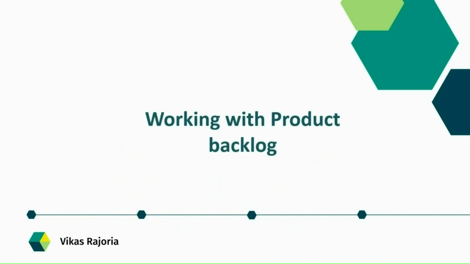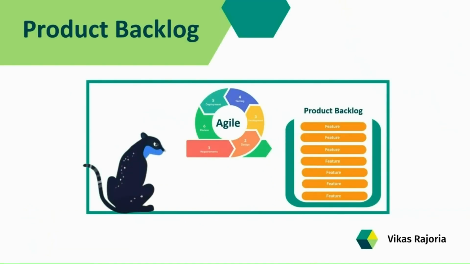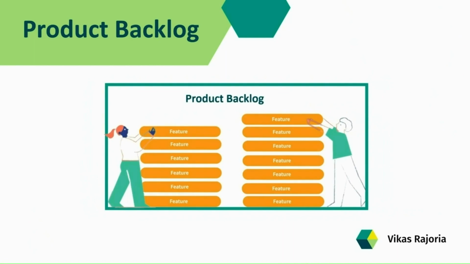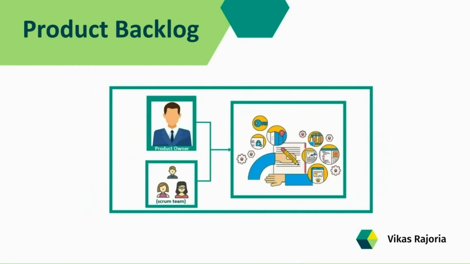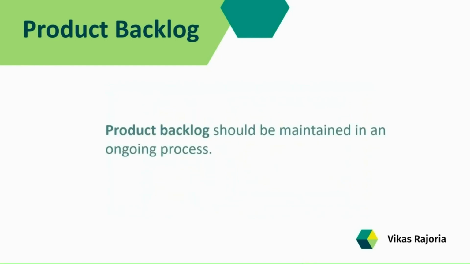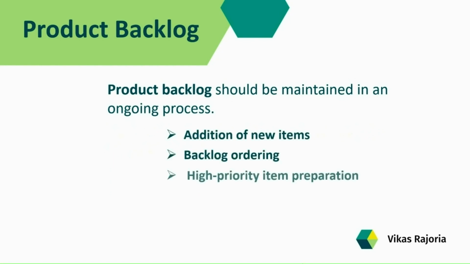Now, let us move ahead and understand the working of the product backlog items. In Agile, the product backlog items need regular attention and need to be managed carefully for a project. That means at the start of any project, the product owner and the Scrum team should start by writing down everything they can think of easily. That is always more than enough for the first sprint. Then, after this initial step, the product backlog should be maintained in an ongoing process and must follow some steps. Those steps are addition of new items, ordering the backlog, preparing high priority items, and re-estimation of entries.